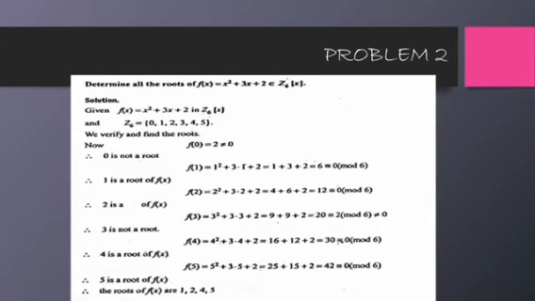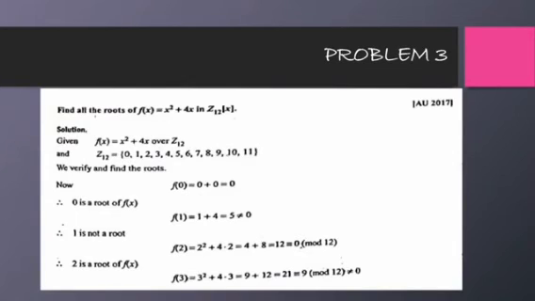So you finally conclude, therefore the roots of f of x are 1, 2, 4 and 5 under the modular division of Z6. Is that clear? So, third problem, same type of problem. Find all the roots of f of x equal to x square plus 4x in Z12.